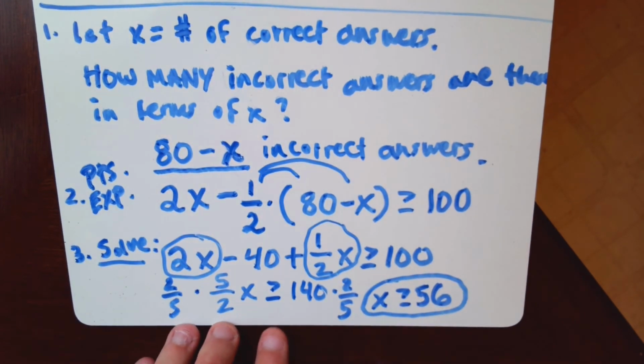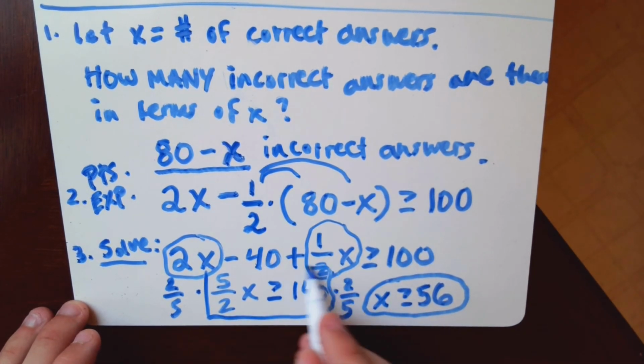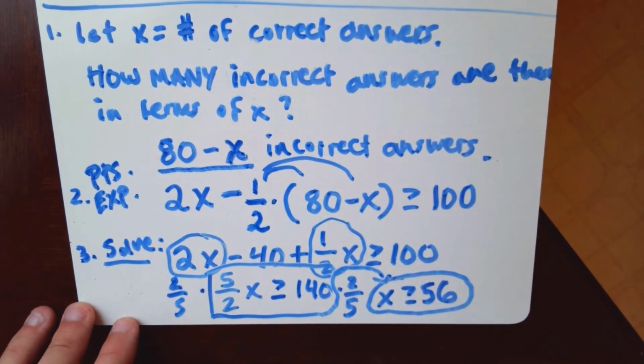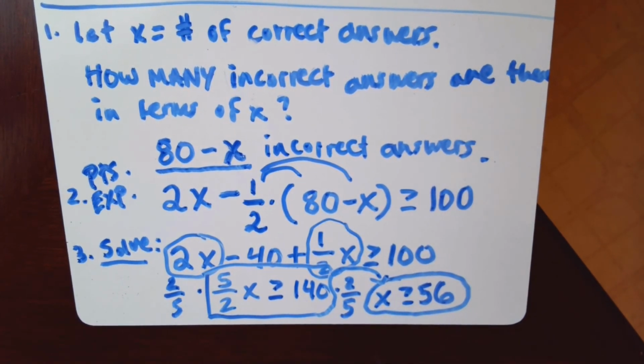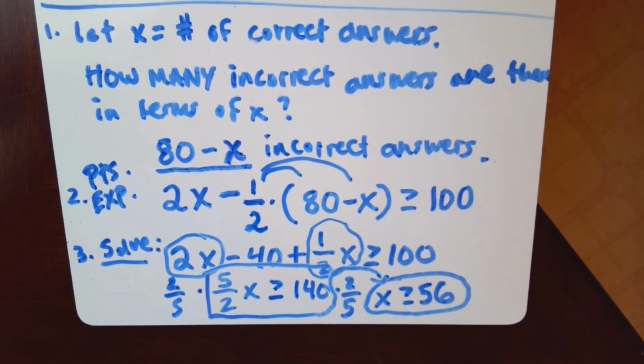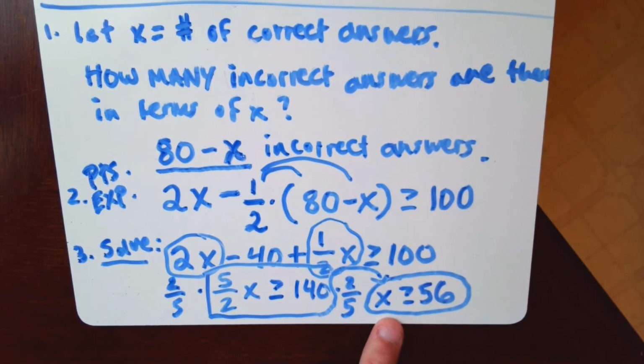So that is the solution to this inequality right here: X is greater than or equal to 56. And then I'm going to state what that means in the context of this problem. We wanted to determine how many questions Tammy must answer correctly to get a score of at least 100. Through our process, we found that Tammy needs to answer at least 56 questions correctly. And we note it this way: X is greater than or equal to 56.